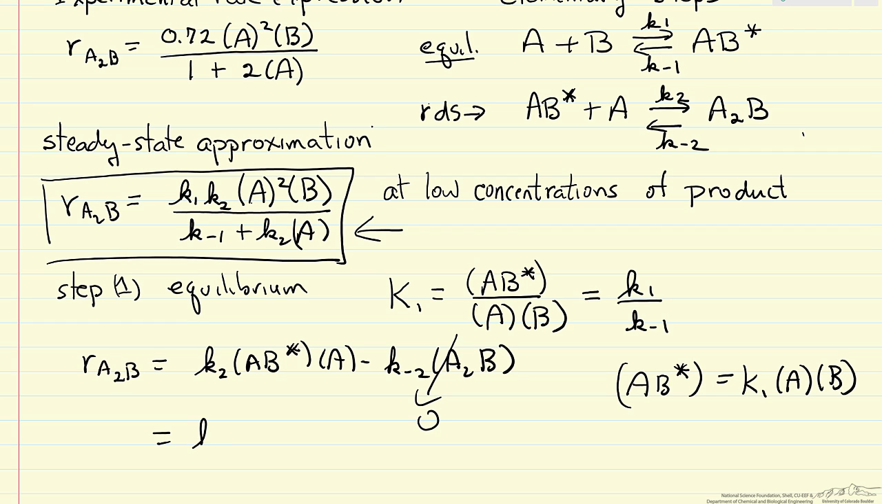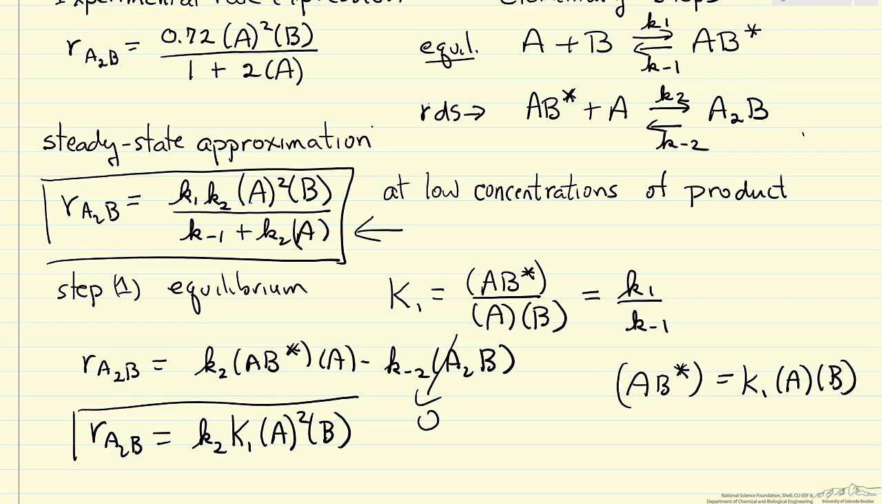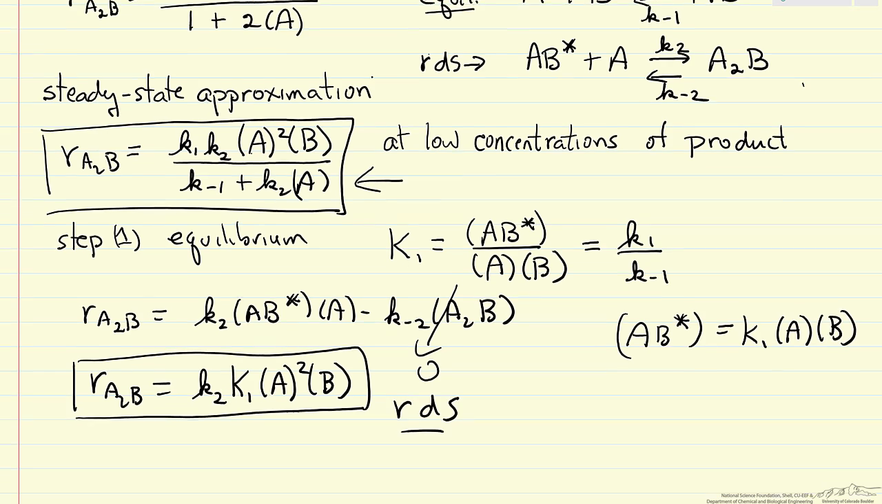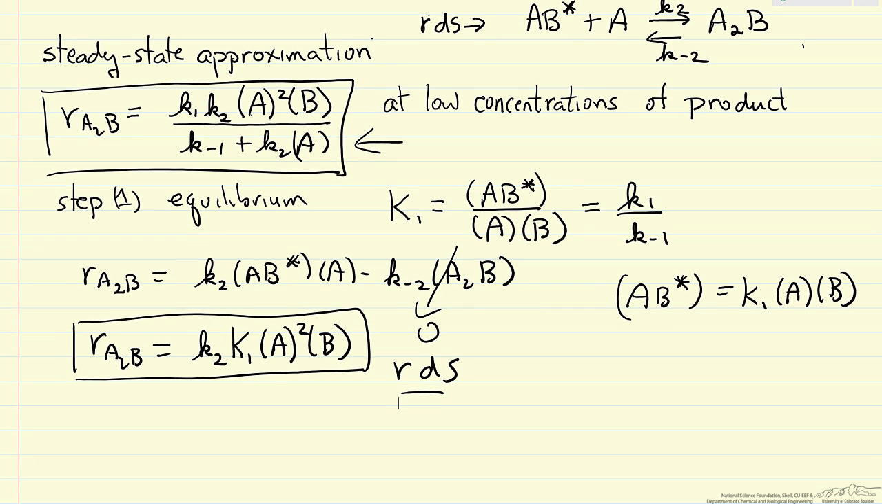So if I make the substitution, the rate constant, equilibrium constant, concentration of A squared, concentration of B, that's now the overall rate of reaction, at low concentrations, for the rate determining step approximation. And so we can compare this now to the steady state approximation.